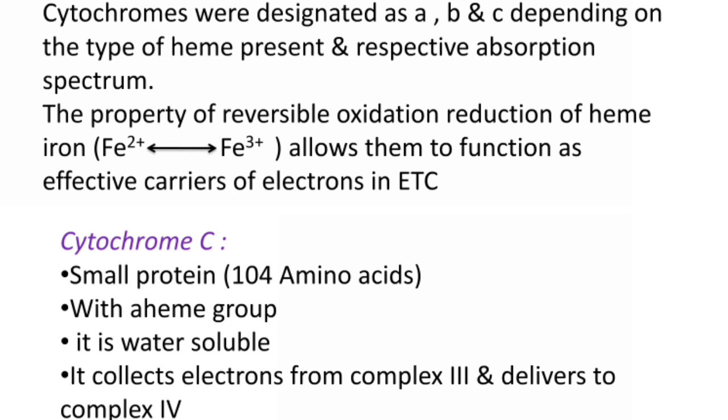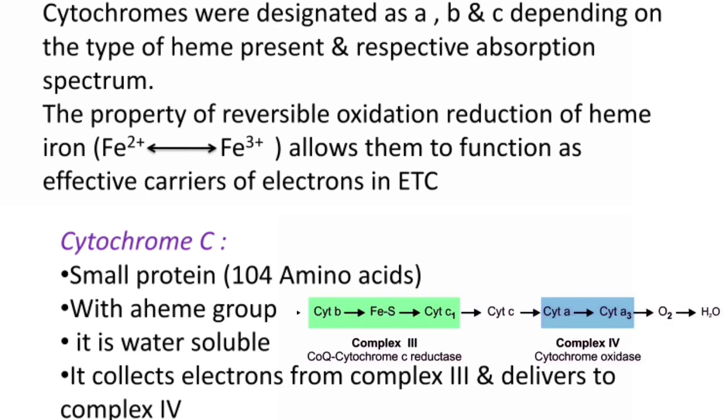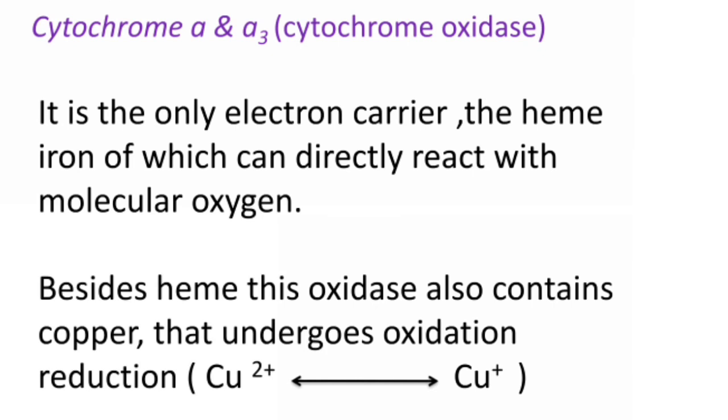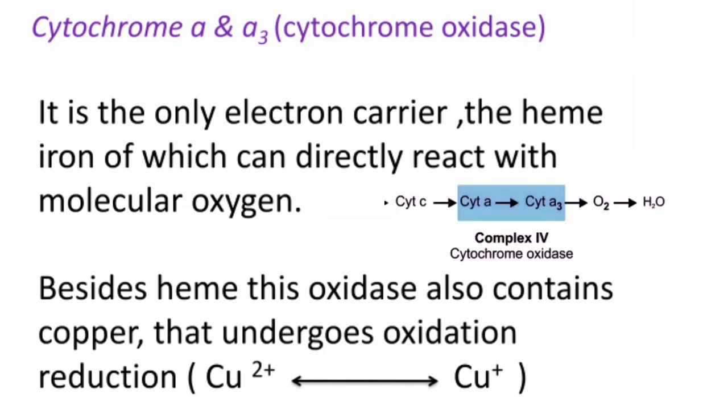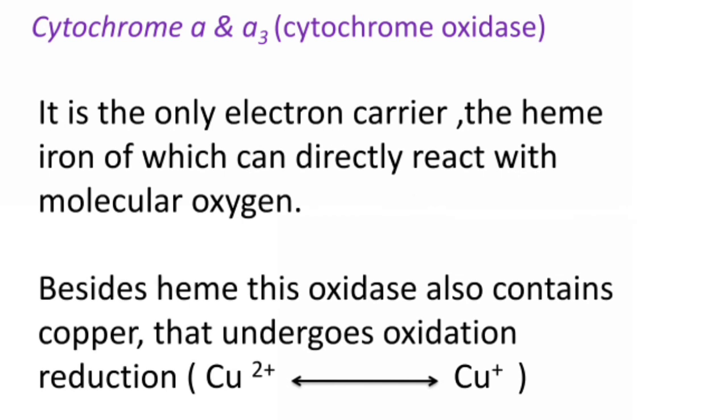Cytochrome C is a small protein with 104 amino acids and a heme group. It is a water soluble protein and it collects the electrons from the complex 3 and delivers them to the complex 4. Cytochrome A and A3, also called the cytochrome oxidase, is the only electron carrier, the heme iron of which can directly react with the molecular oxygen. Besides heme, this oxidase also contains copper that undergoes oxidation reduction, that is between Cu2 plus and Cu plus during the transport of electrons.